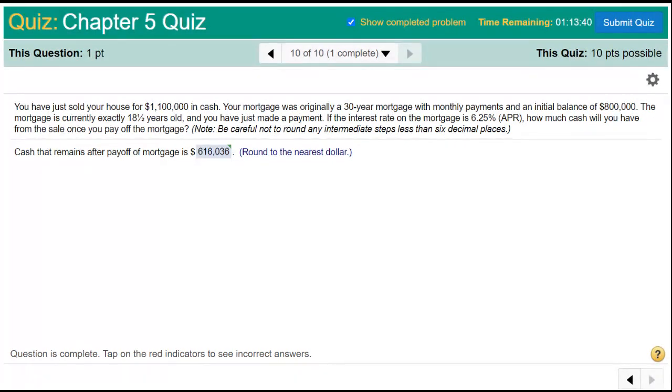So we're going to say N equals 360, I/Y equals 6.25 divided by 12. We're computing for payment, so we leave that alone. Future value is 0. Present value is 800,000. And then compute for payment.